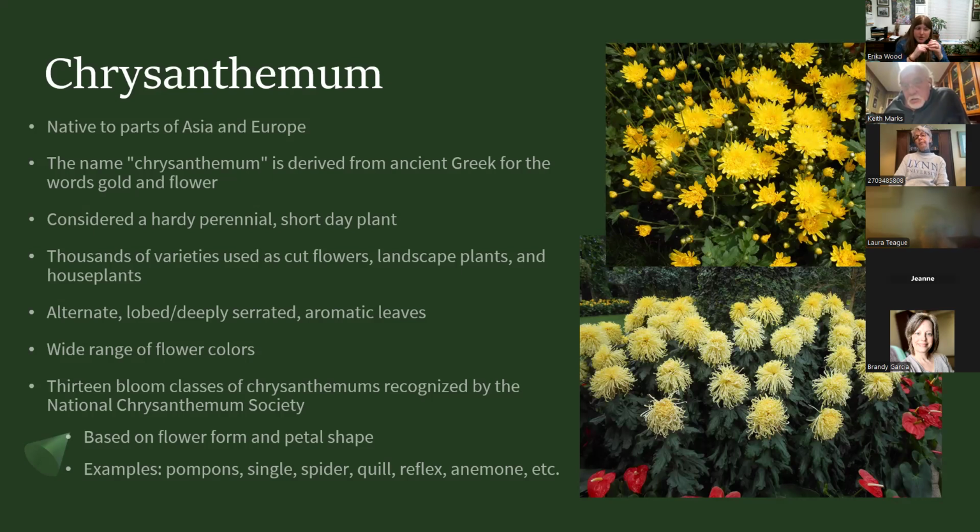We do have a National Chrysanthemum Society where there are shows nationwide, and they do judging on different types of chrysanthemums. Right now, they recognize about 13 different bloom classes. So it's very diverse, and those classes are based on the flowering structure and the shape of the petal. So anything from pompons to single to spire to quill to reflex to anemone chrysanthemums, just a whole broad area.